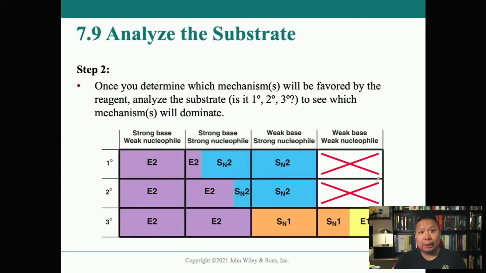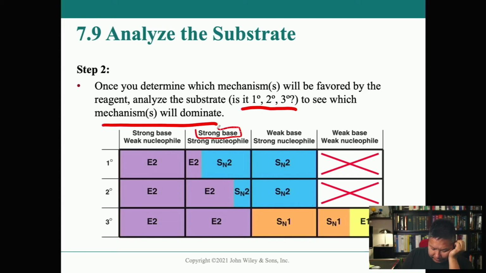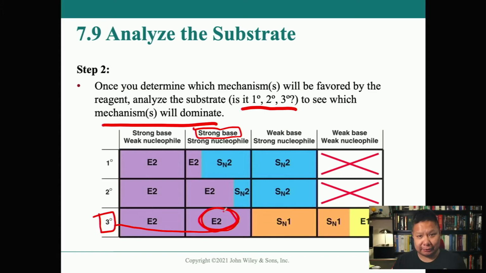So step 2, once you've determined what mechanism will be favored by each reagent, analyze the substrate. Is it tertiary, primary, or secondary, to see what mechanism will dominate. For example, say we have a very strong base, like hydroxide, and the substrate is a tertiary substrate. Then the mechanism will be an E2 reaction.